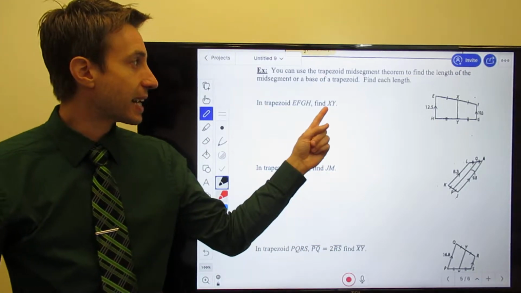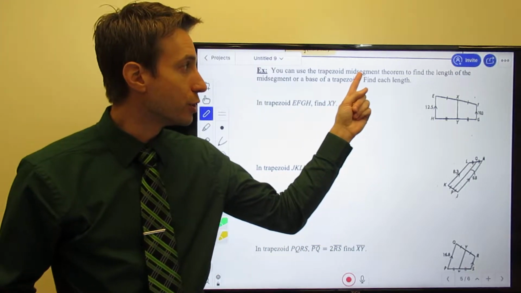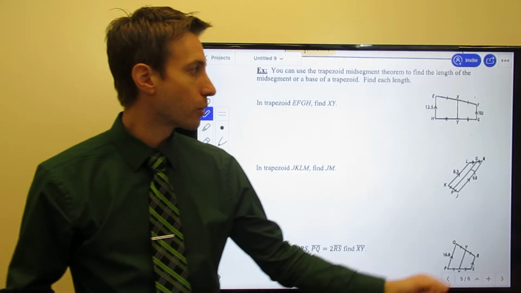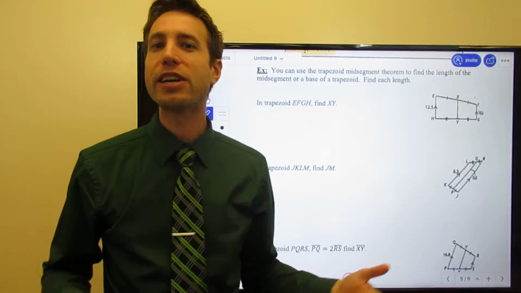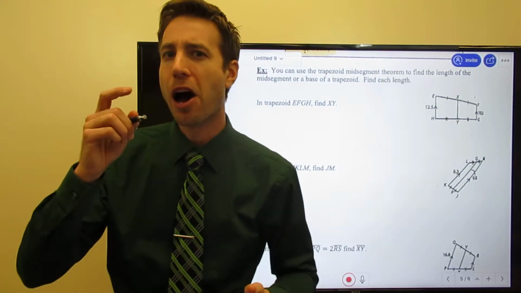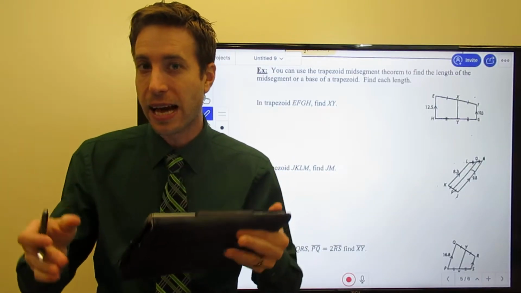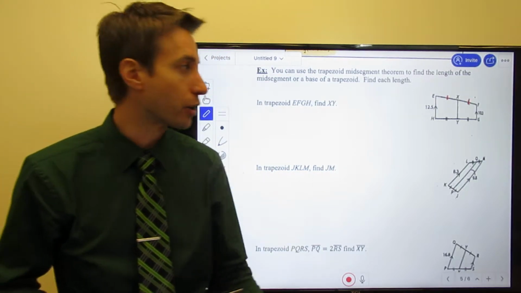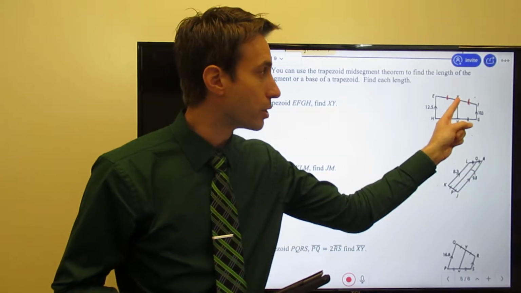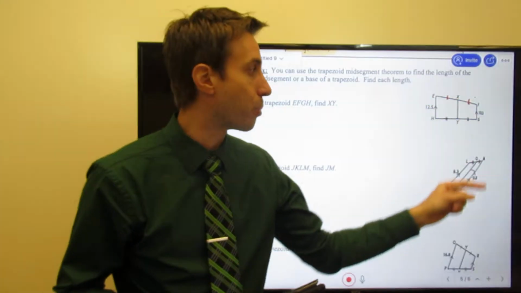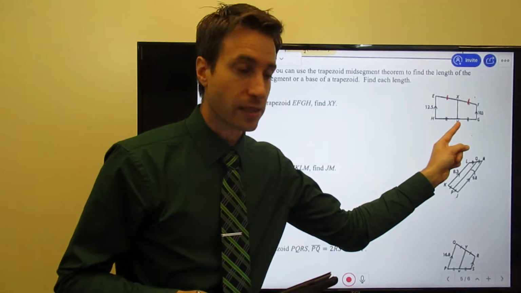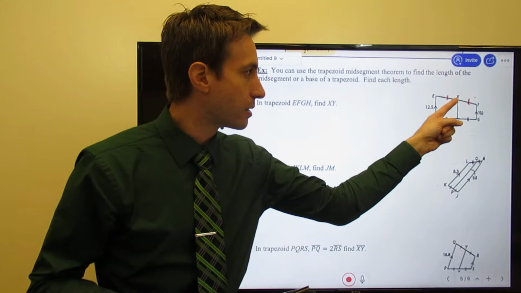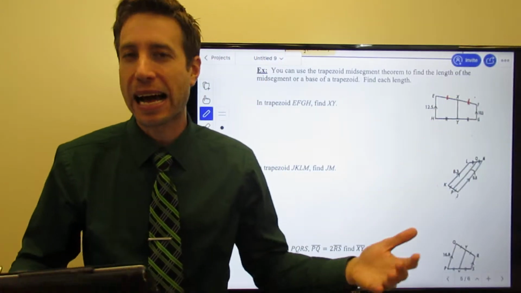I want you to find XY. I tell you that we're going to use the mid-segment theorem to find the length of the mid-segment. So here we go. There's XY. How do I know it's a mid-segment? Well, remember, a midpoint splits a line segment in half. That means that the sides on either side of it are congruent. FX is congruent to XE. That means that X is the midpoint. HY is congruent to YG. That means that Y is the midpoint. And since those two points are connected, it has to be a mid-segment.